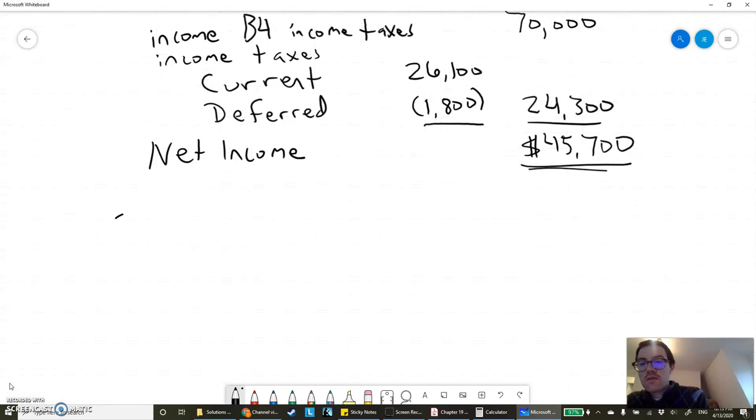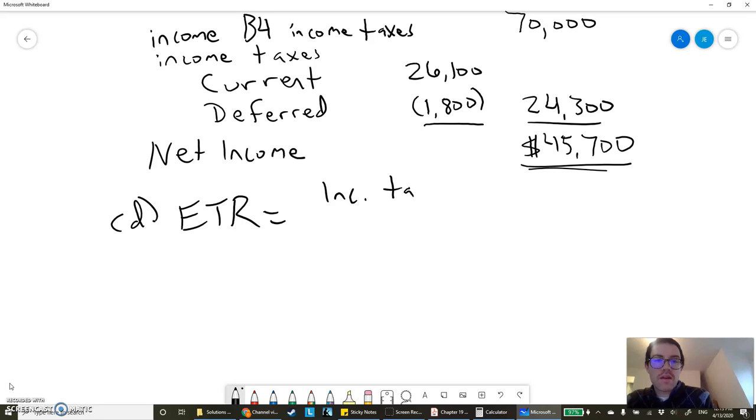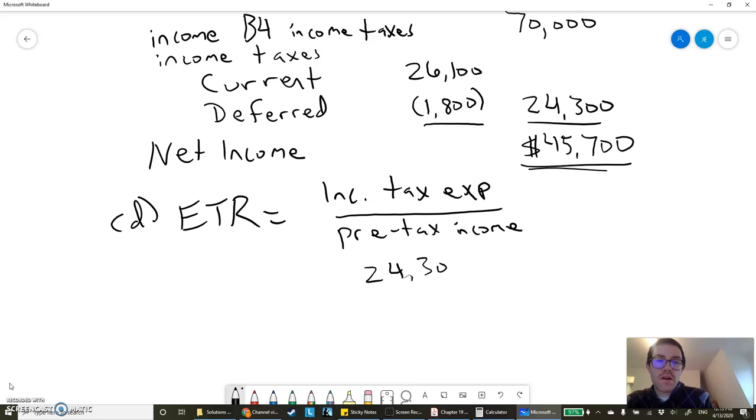For part D, they ask what the effective income tax rate was. So the effective tax rate, sometimes called the ETR. I take my income tax expense divided by the pre-tax income. Simple as that. 24,300 divided by 70,000. Whatever number that comes out to be, that is the answer.